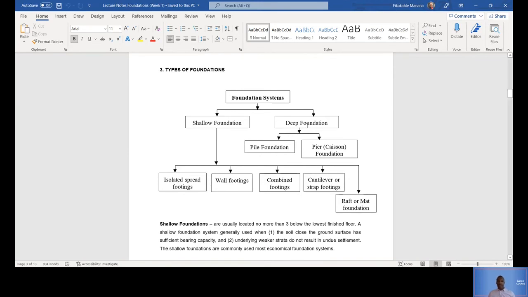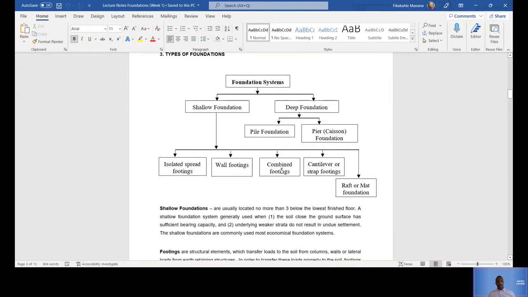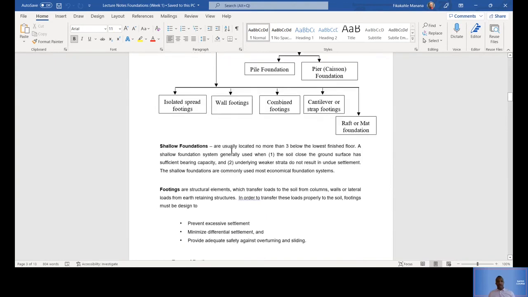And then under deep foundations, we have pile foundations, which are very long. And then we have pier foundations, which are also long, but there's a slight difference between the two. We'll talk about it as well, just to get more detail on it. Don't worry about it. Now, let's talk about the shallow foundations.